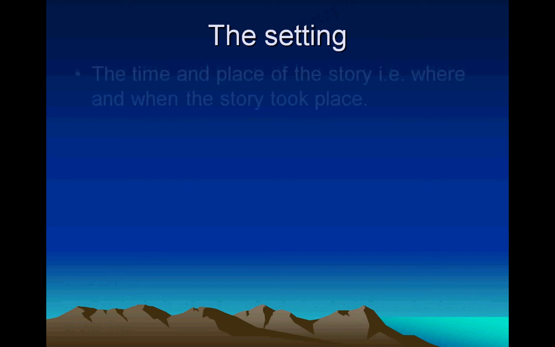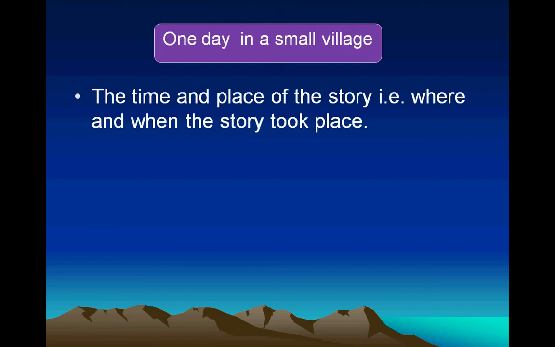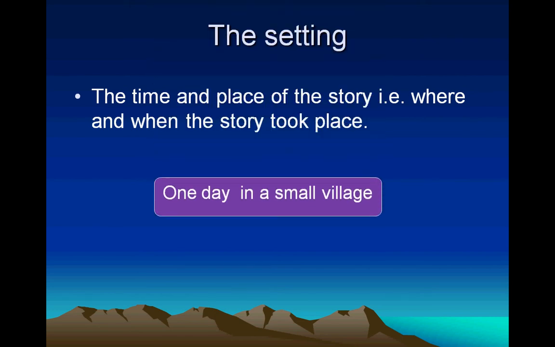Now you have read the story. We need to know about the setting of the story. The setting means the time and place of the story. That's to say, where and when the story took place. Where, the place, and when, the time. This is the setting of the story. And as we said, the setting of the story most of the time is revealed at the very beginning of the story. One day in a small village.